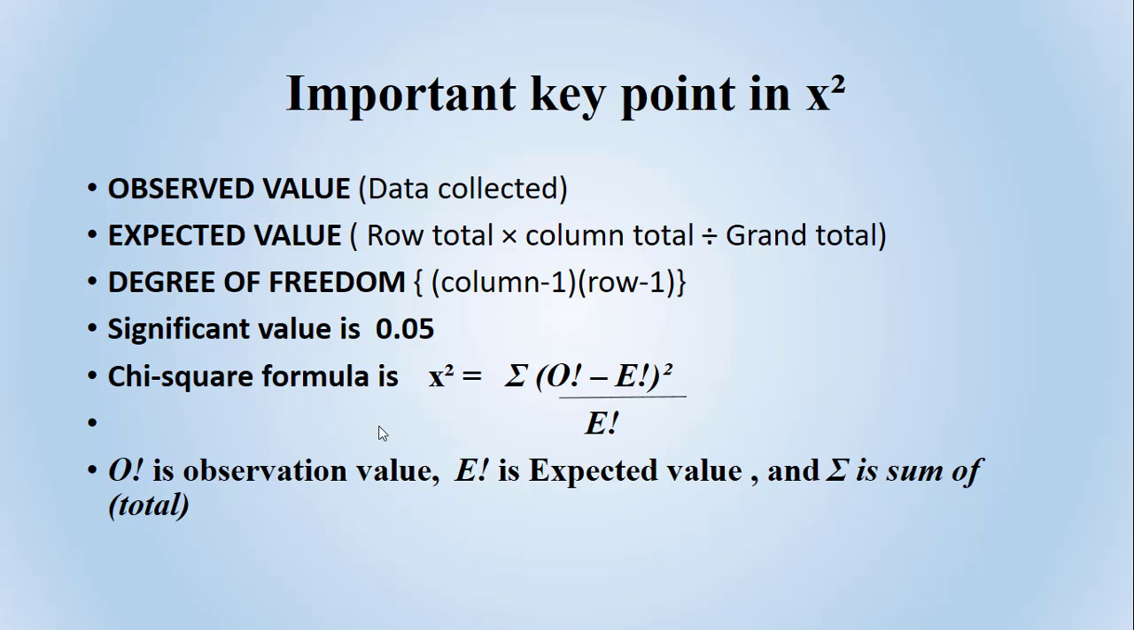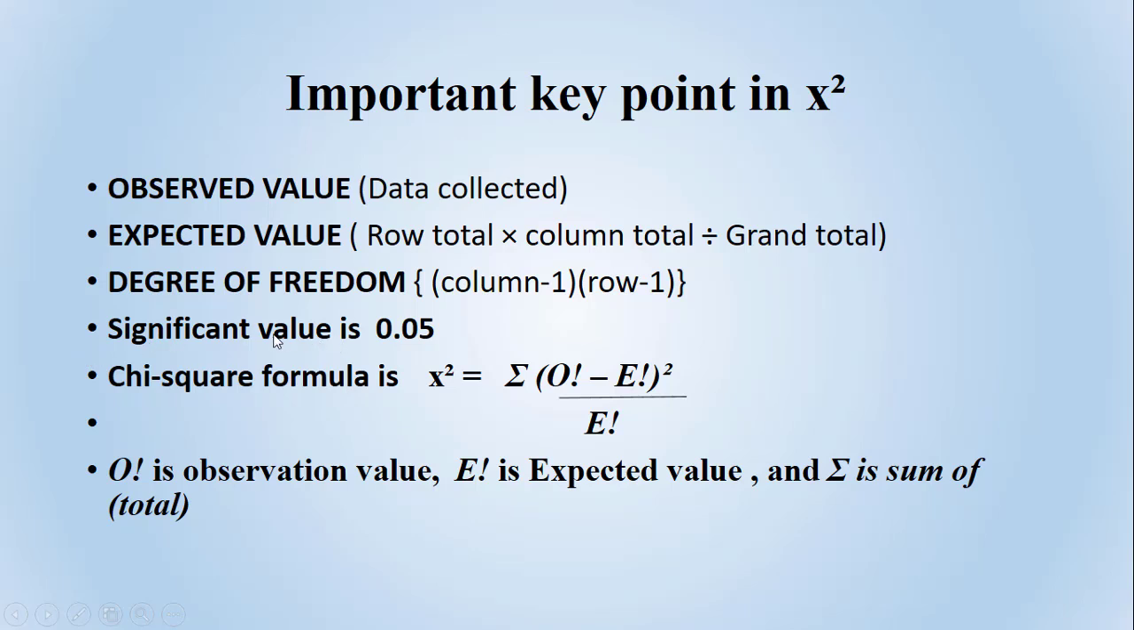So, important key points to note in Chi-square. We'll be using what they know as observed value. Observed value is known as data collected. Expected value, how do we get expected value? Row total times column total divided by grand total. I will explain in the next slide. Then we have what they call degree of freedom, which is column minus 1 times row minus 1.